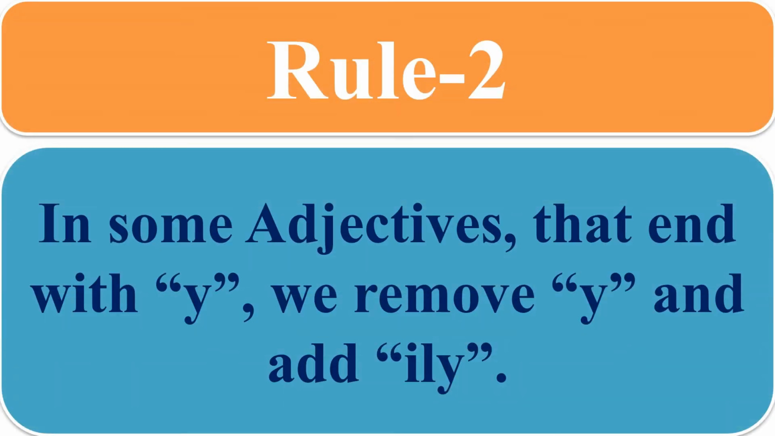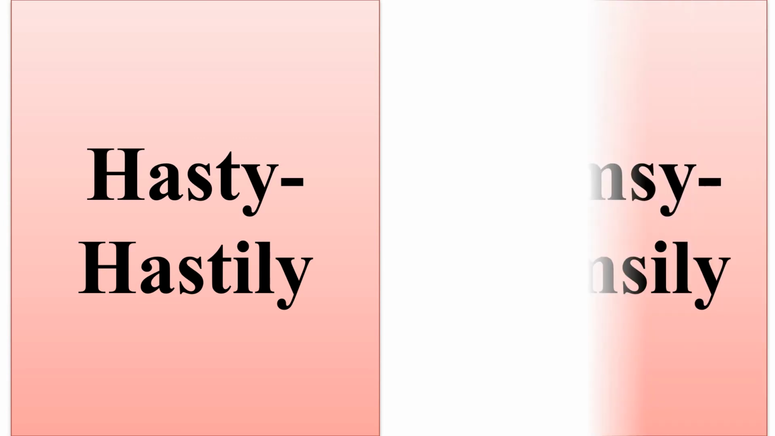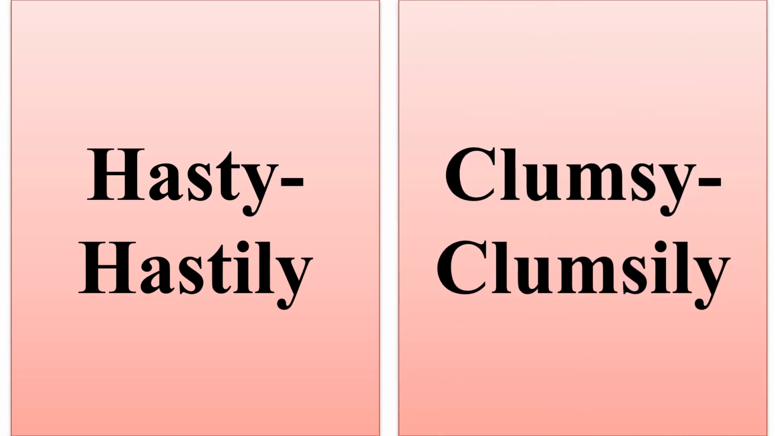Next rule, in some adjectives that end with y, we remove y and add ily. ऐसे adjectives जो y पे end होते हैं, उसमें हम y को remove करते हैं और ily add करते हैं, जैसे hasty, hastily, clumsy, clumsily. In both the words हमने y को remove किया और ily add किया.